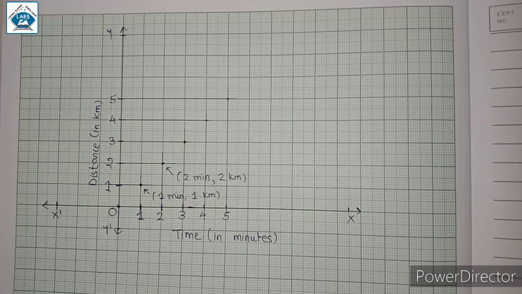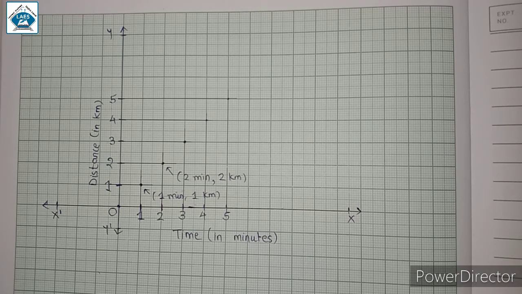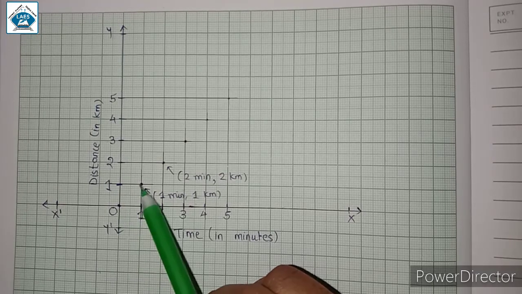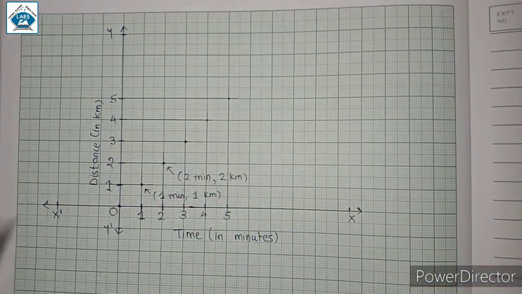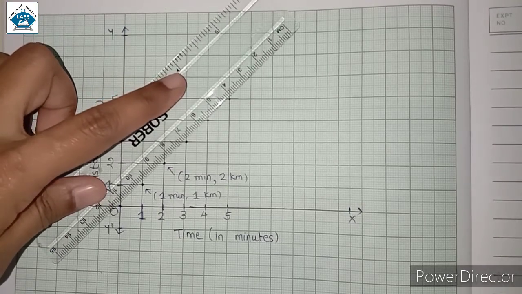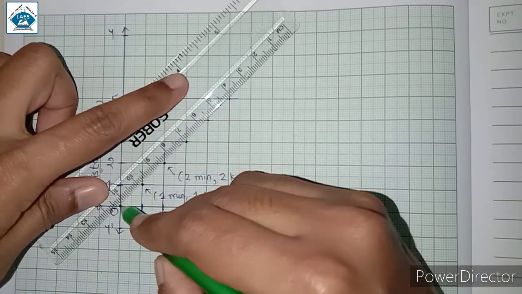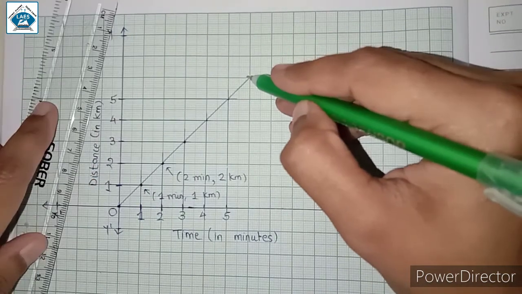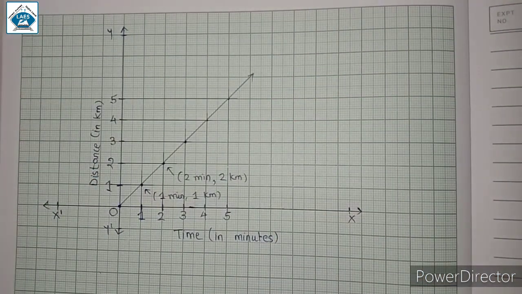So here we have represented all the points on the graph paper. Next, when we join all these points, starting from here we have 1, 2, 3, 4, 5, 6 points. So when we join all these points like so, we can see that we get a straight line. ठीक है, यहाँ पर हमें एक straight line मिल रहा है. If the distance time graph is a straight line, it indicates that the speed of the object is constant, or we can say that the object is moving with a constant speed.